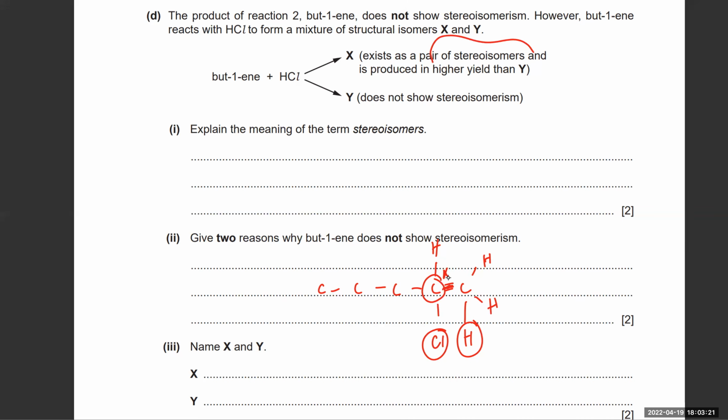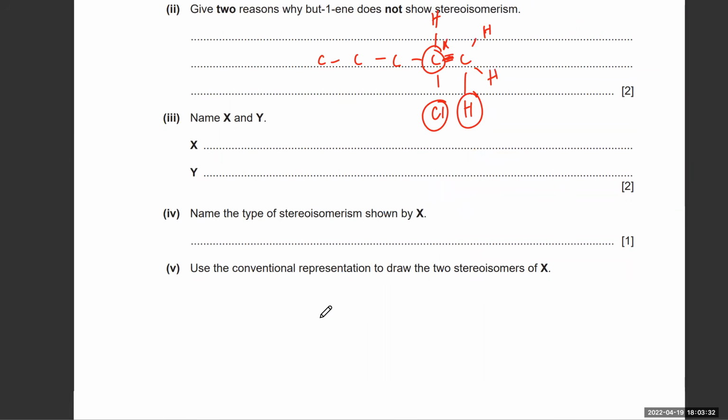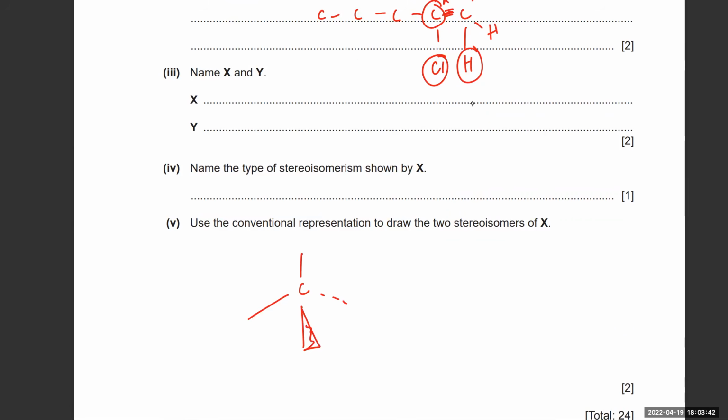The other one will not show optical isomers, because if the positions are switched, it's not going to have a chiral center. Name the type, so that's optical, and use the conventional representation. Draw the 3-dimensional shape of this molecule, the chiral carbon atom, with CH3 on one side, Cl, CH3CH2CH2 and CH3, and an H at the top. Then draw the mirrored version. Okay, so that completes the paper.